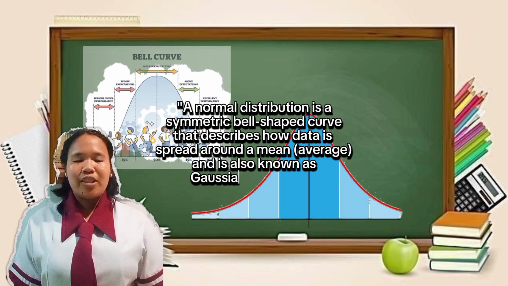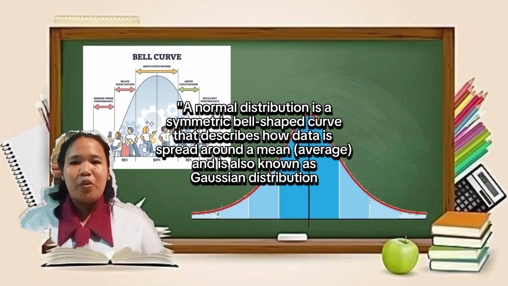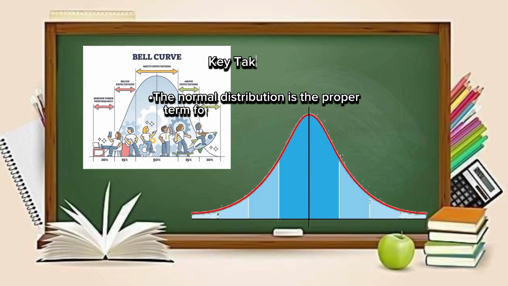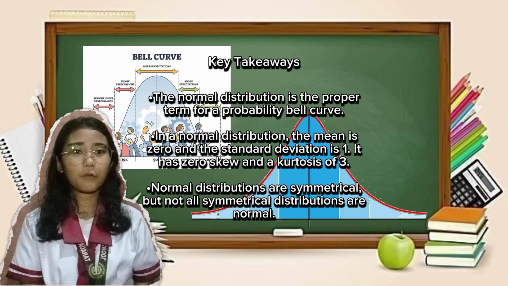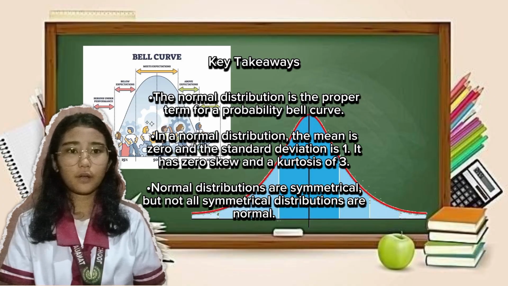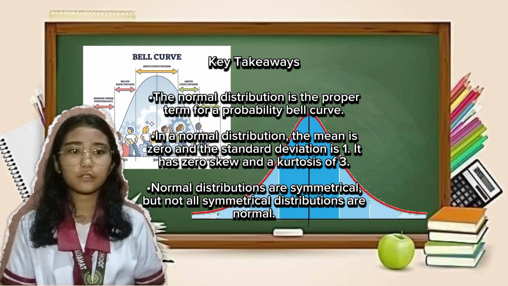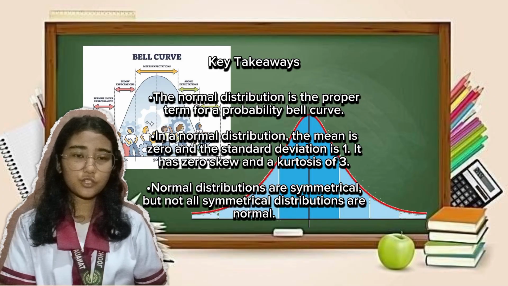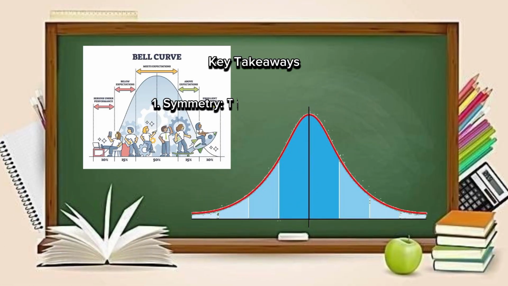A normal distribution is a symmetric bell-shaped curve that describes how data is spread around a mean, average, and is also known as Gaussian distribution. Normal distribution is the proper term for a probability bell curve. In normal distribution, the mean is 0, and the standard deviation is 1. It has a zero skew and a kurtosis of 3. Normal distributions are symmetrical, but not all symmetrical distributions are normal.